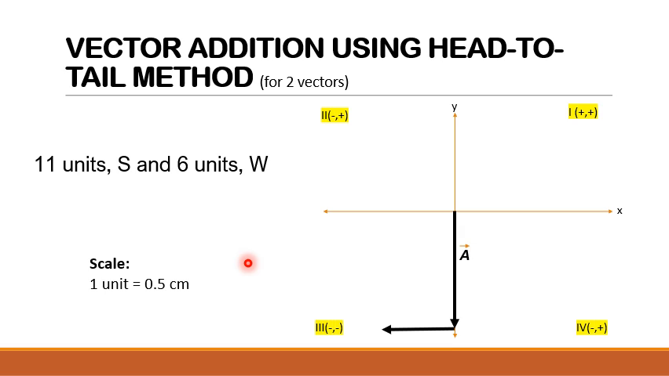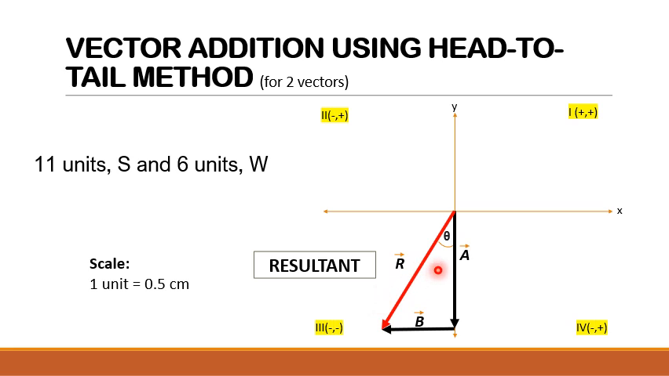Now, what arrow represents the sum of these vectors? This is actually the red arrow. It represents the sum of the two vectors, and we call that the resultant vector. The resultant vector forms an angle from the origin.